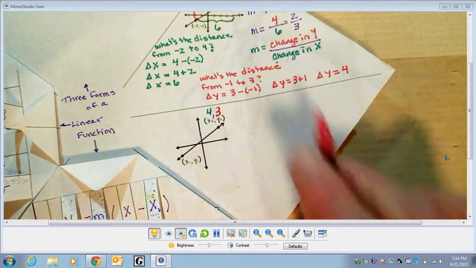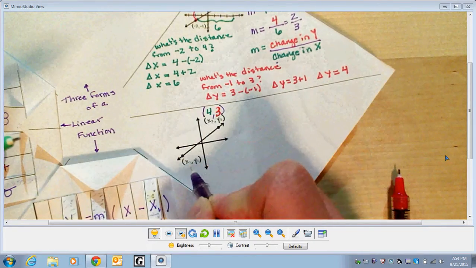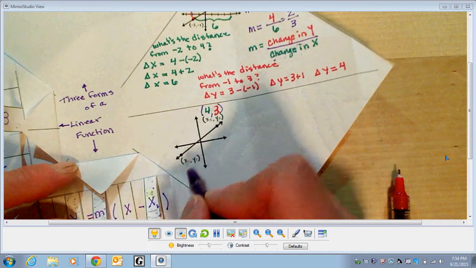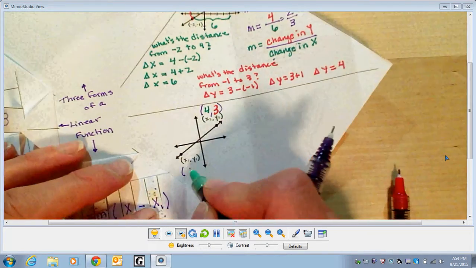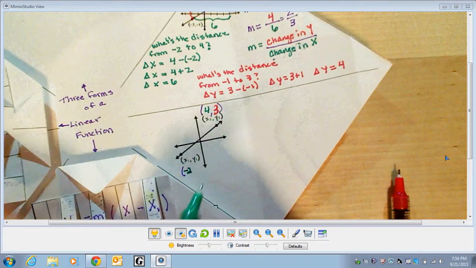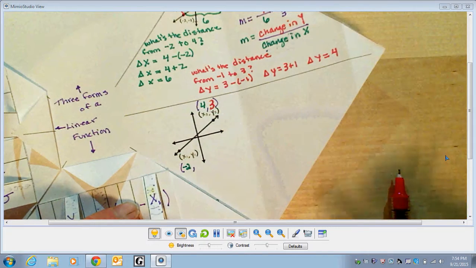Okay, so that's one point, and here we have another point, and we're going to say that this one here, that's going to be -2, and we'll make y -1.